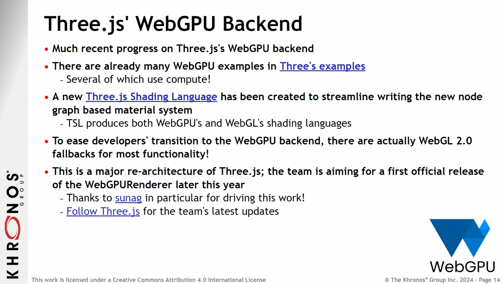So anyway, this is a major re-architecture of Three.js, and the team is aiming for a first official release of this later this year. So the online documentation doesn't contain the WebGPU backend yet, but all the sources are checked in, and you can dig around and take a look and try them. Everything, again, works, and the examples already have the WebGPU stuff up there. So I wanted to thank Sunag on GitHub for driving this work in particular, and there's a lot of other contributors whose names I don't know, and follow Three.js for the team's latest updates.